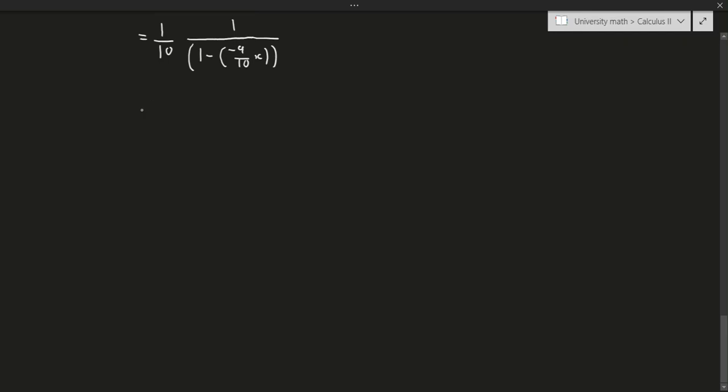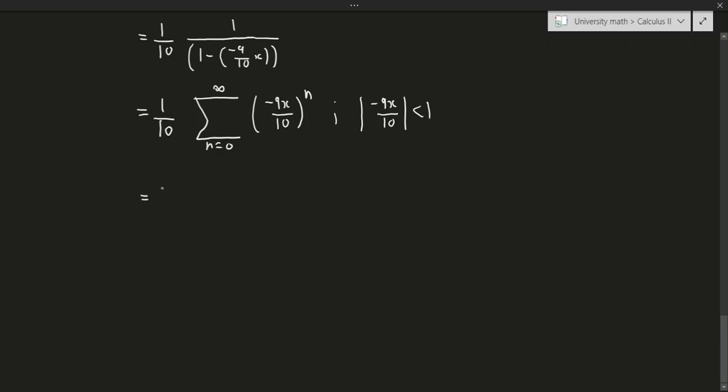So if you go ahead and write this, we get 1 over 10 times the summation from n equals 0 to infinity of minus 9x over 10 to the power of n. But then this implies that the absolute value of minus 9x over 10 is less than 1. Okay, so let's keep going with this thing.